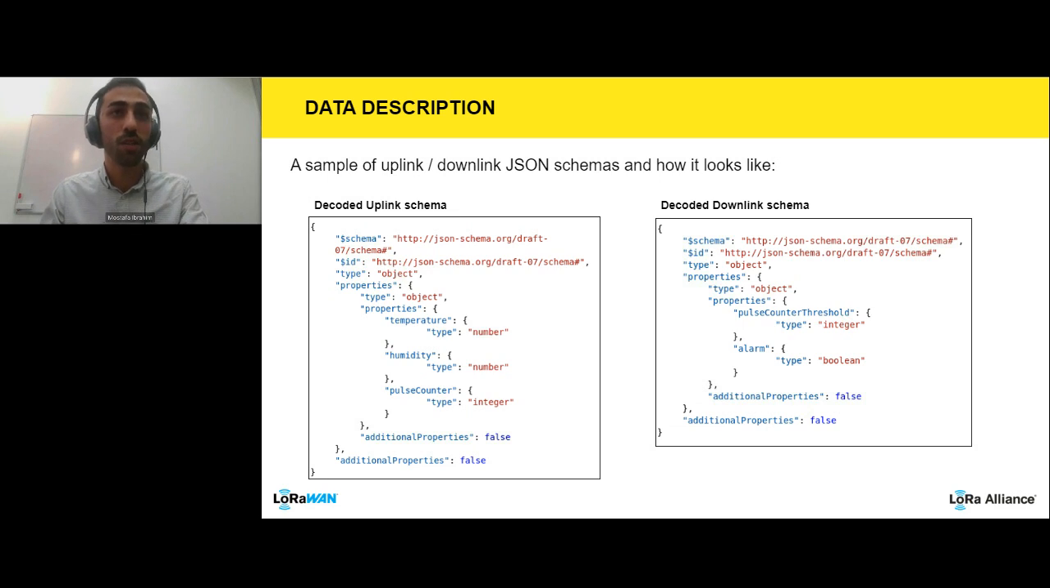The decoded downlink also, we have said that we can send to the device these two types of data: set a pulse counter threshold, set an alarm, for example, and no additional properties. So this is describing and giving more information to ease the integration on any application server.